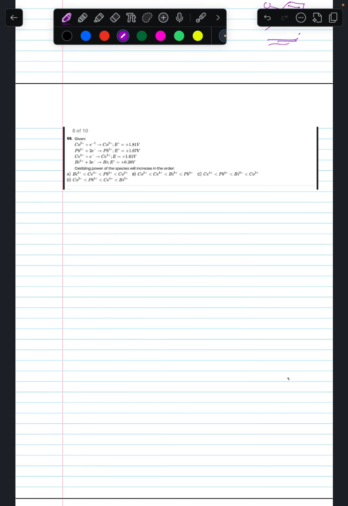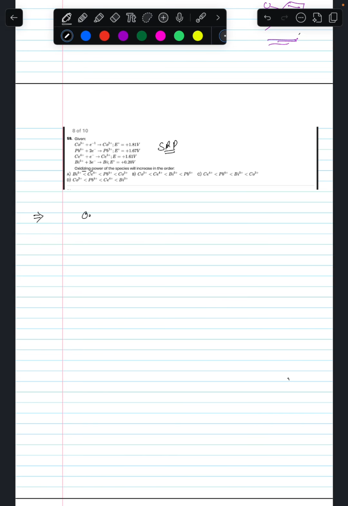Next is question number 59. In question number 59, all values are reduction; in all cases, reduction takes place. So these values are reduction potential values, SRP. We have to compare the order of oxidizing power.